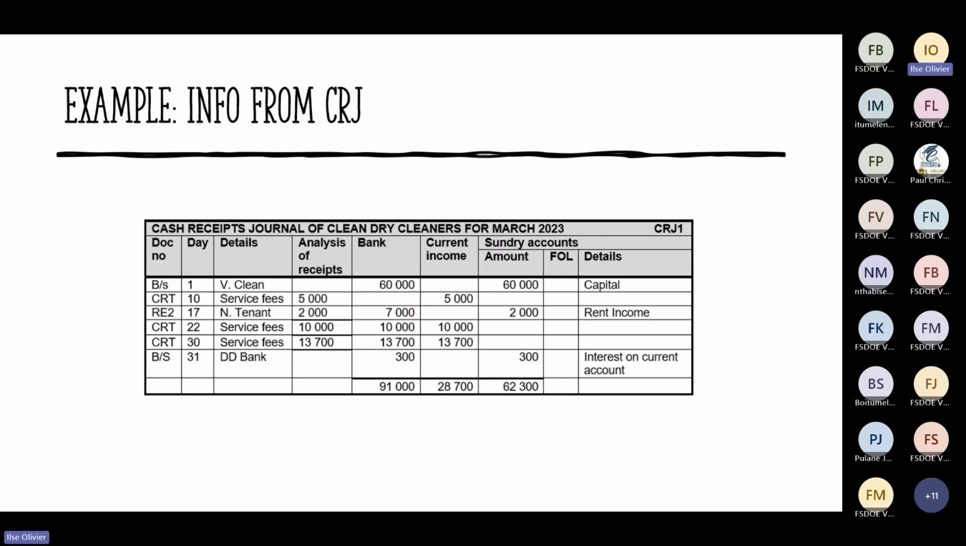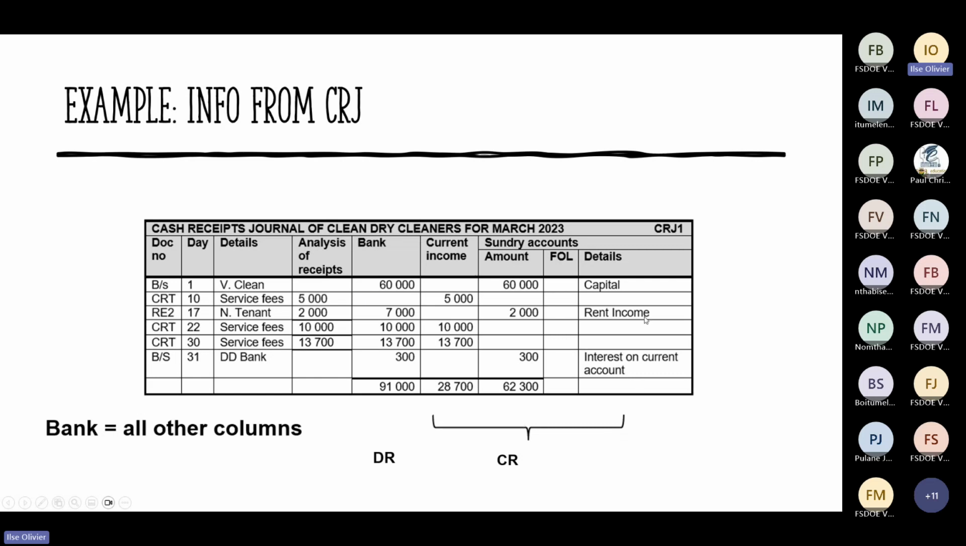If you look at the CRJ, what information is important in the CRJ? Number one, if you take bank, it must equal all the other columns. So if you take current income and you add your sundry accounts, it must give you that 91,000 Rand again. So if you add up all those accounts, it will give you your bank account. Then we can apply the rule that says for every debit, there will be a credit. Bank is an asset that will increase, so it will be debited.